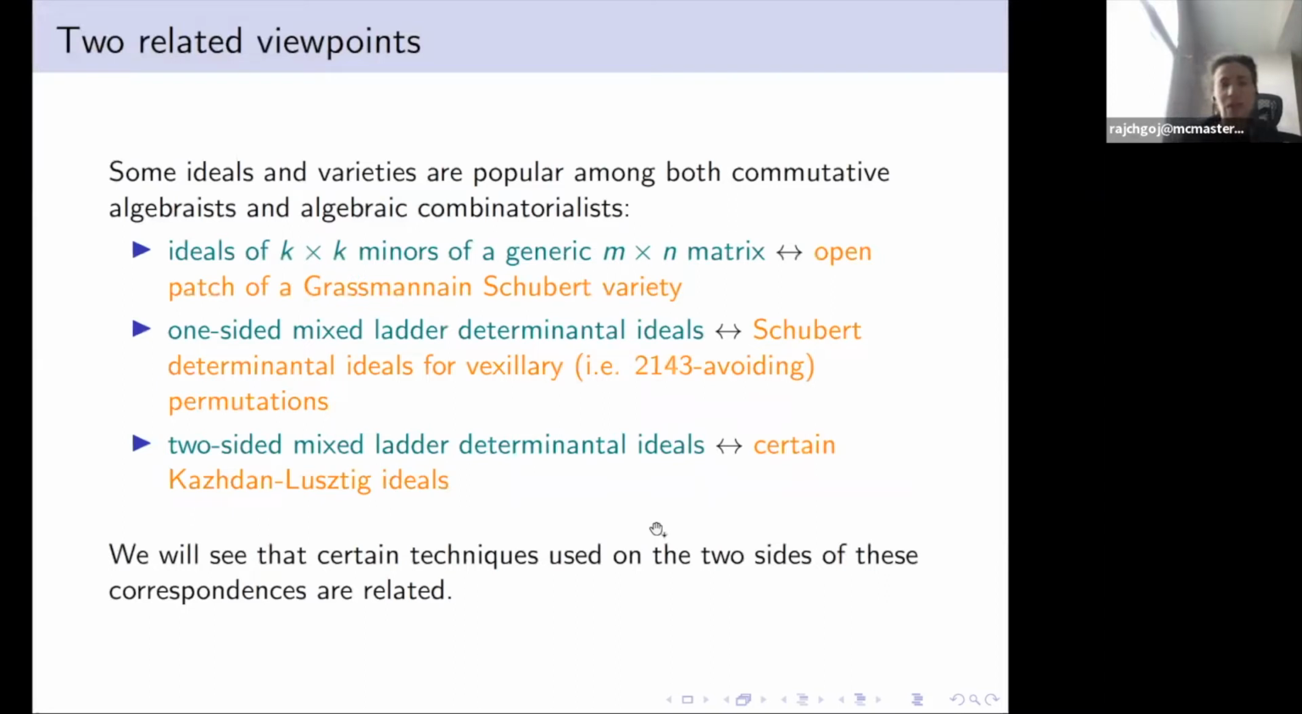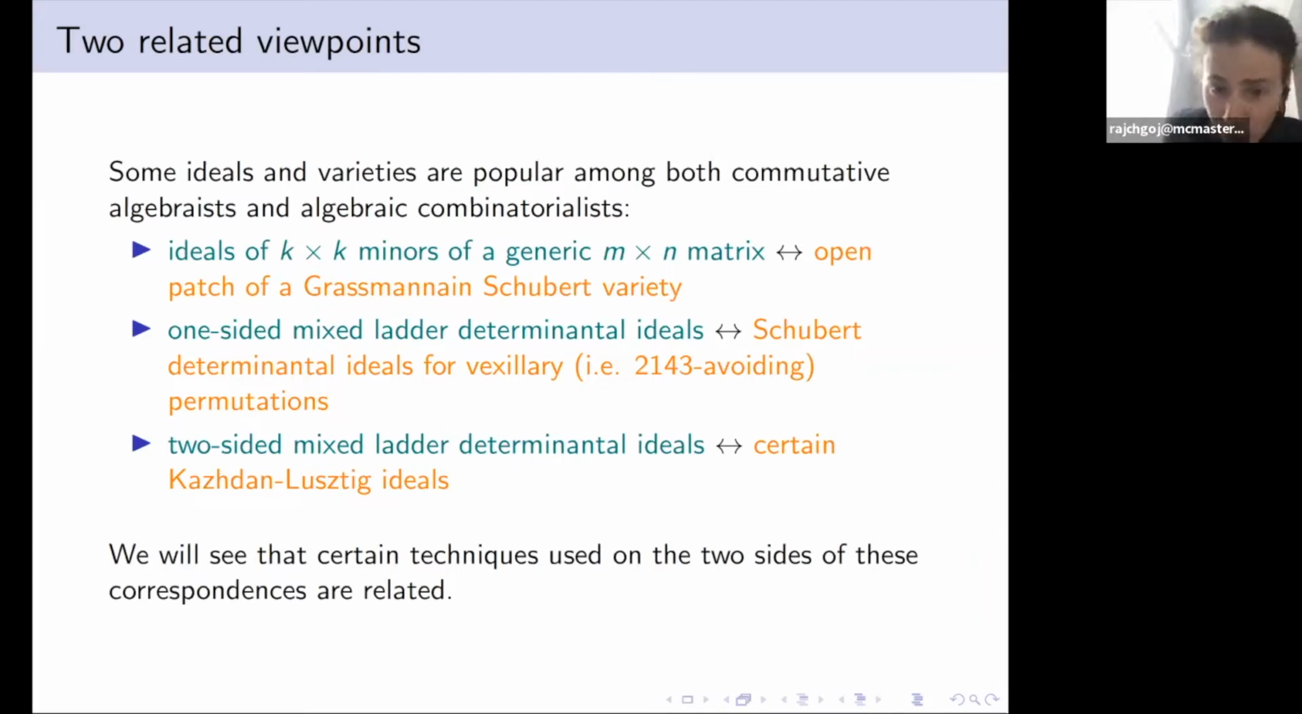Okay. So I want to start off, nothing about toric ideals of graphs yet, but with two related viewpoints on the same families of varieties. Some ideals and varieties are popular to be studied among both commutative algebraists and algebraic combinatorialists. Some examples of this include ideals of k by k minors. Ideals of k by k minors of a generic m by n matrix is the same thing as the ideal defining an open patch of a Grassmannian Schubert variety. One-sided mixed ladder determinantal ideals are the same thing as Schubert determinantal ideals.